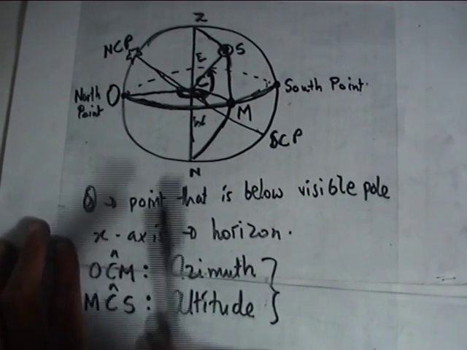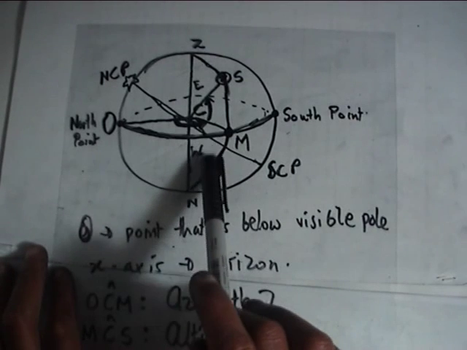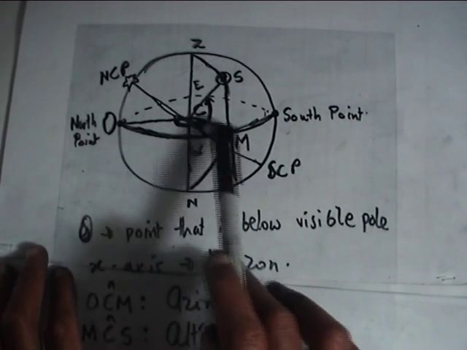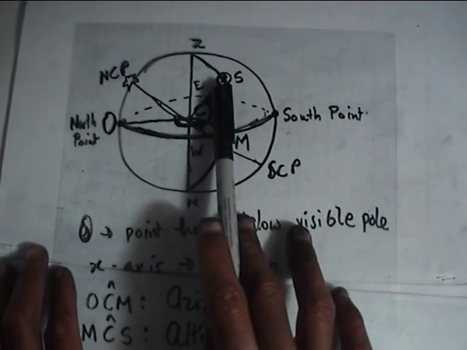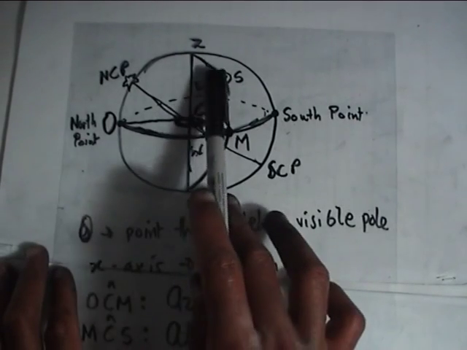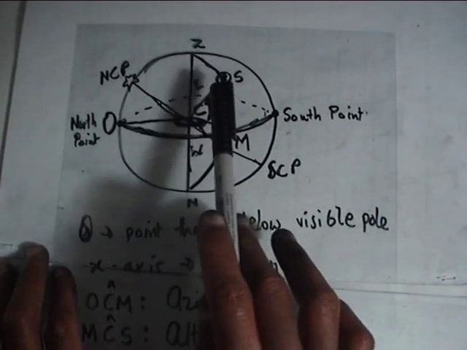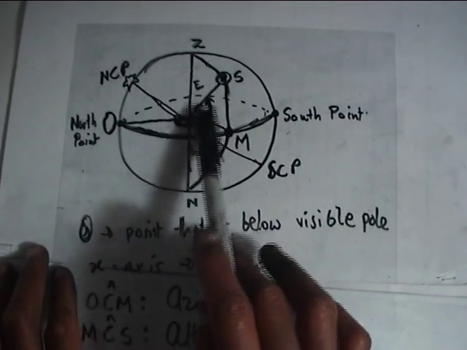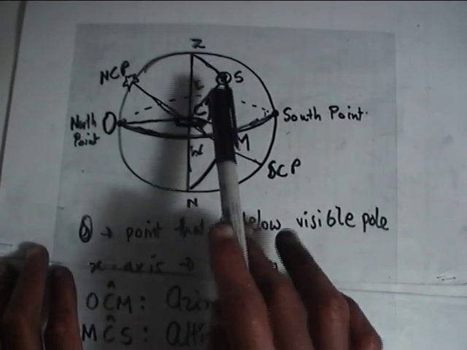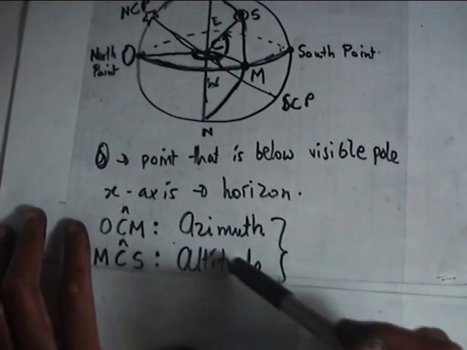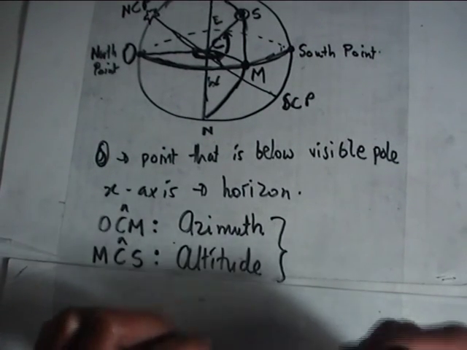And then the elevation above the horizon or below the horizon is going to be our MCS, that pinpoints the star. So this OCM just tells us what vertical circle it lies on, and then this MCS tells us the particular point on that vertical circle where the star is. So these are the two coordinates that we are going to use.